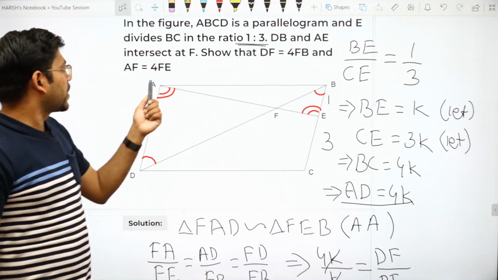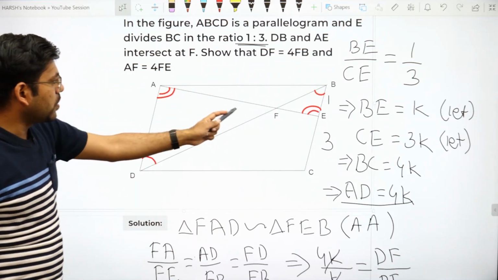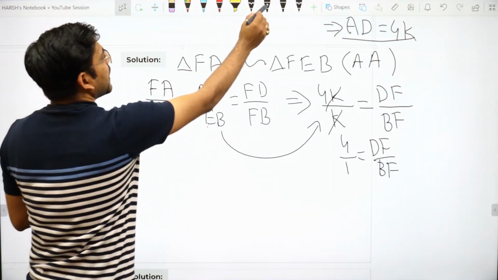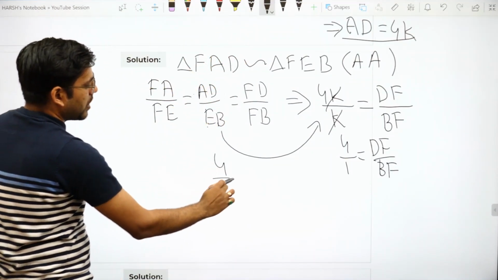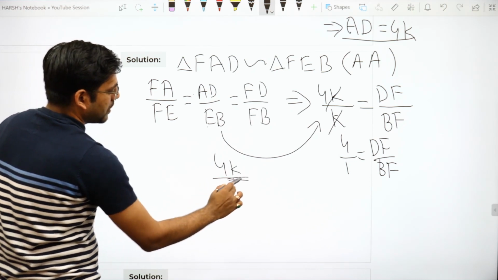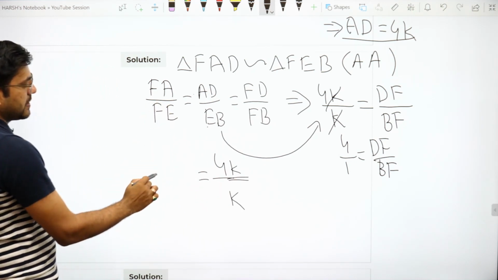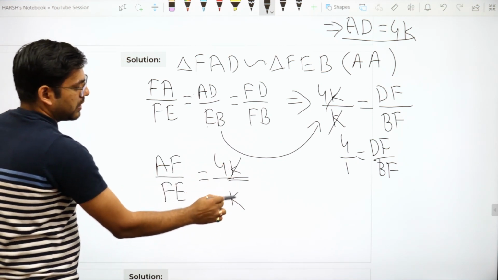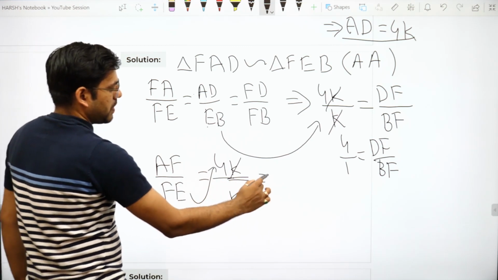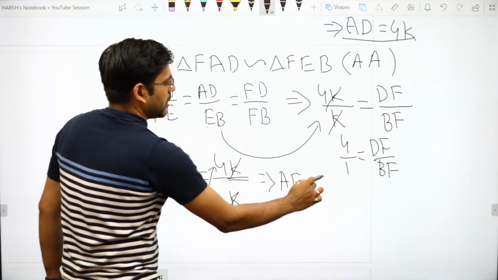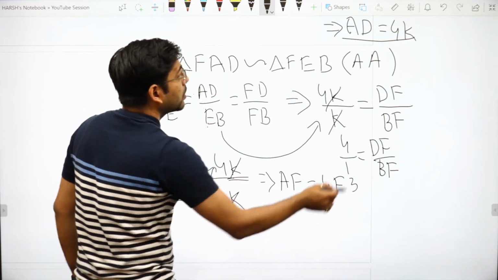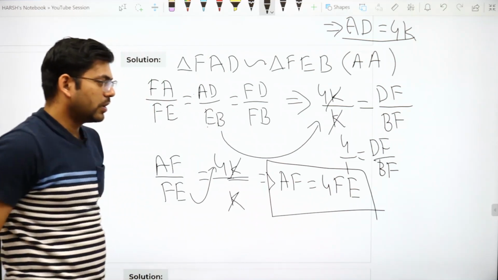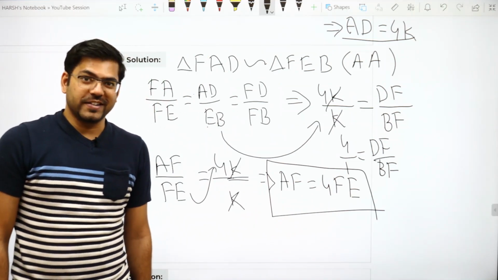Show that df is equal to 4 times bf, and apart from that af is equal to 4 times fe. So it's needless to say that here you will be putting the value and you will be getting that ratio also. If I put here 4k upon k, then using this af upon fe, I can even get the same value doing the cross multiplication. It will become af is equal to 4 times fe, isn't it? I guess I have made my point clear.